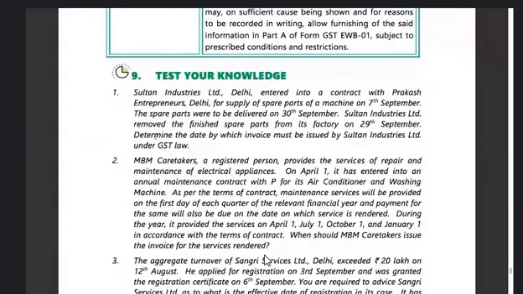Section 31. What is the last date by which the invoice should be issued?